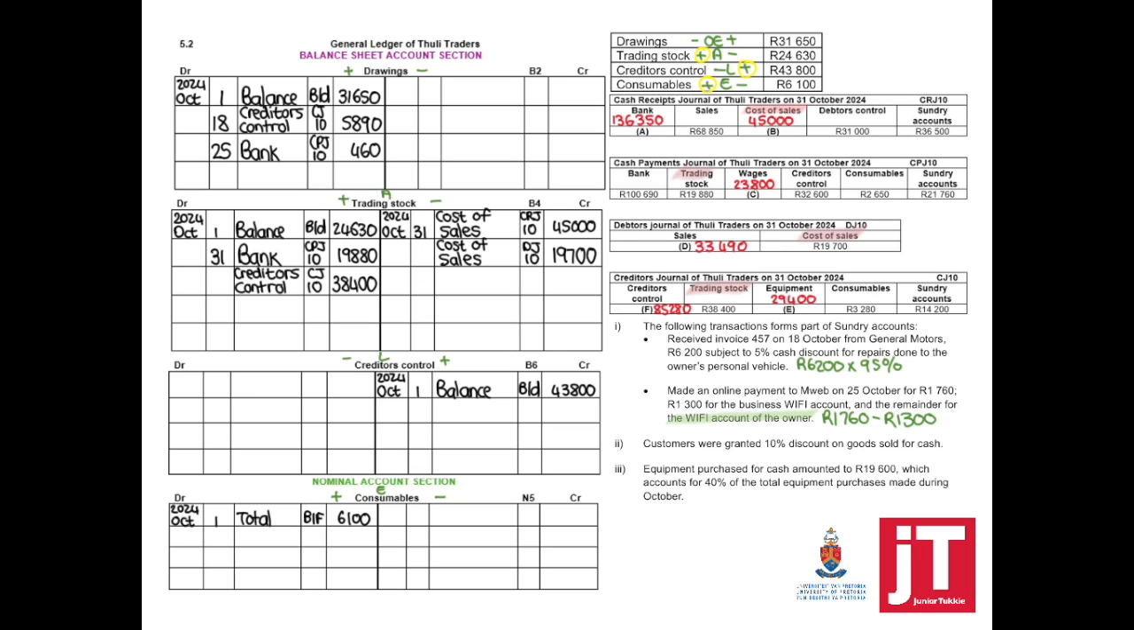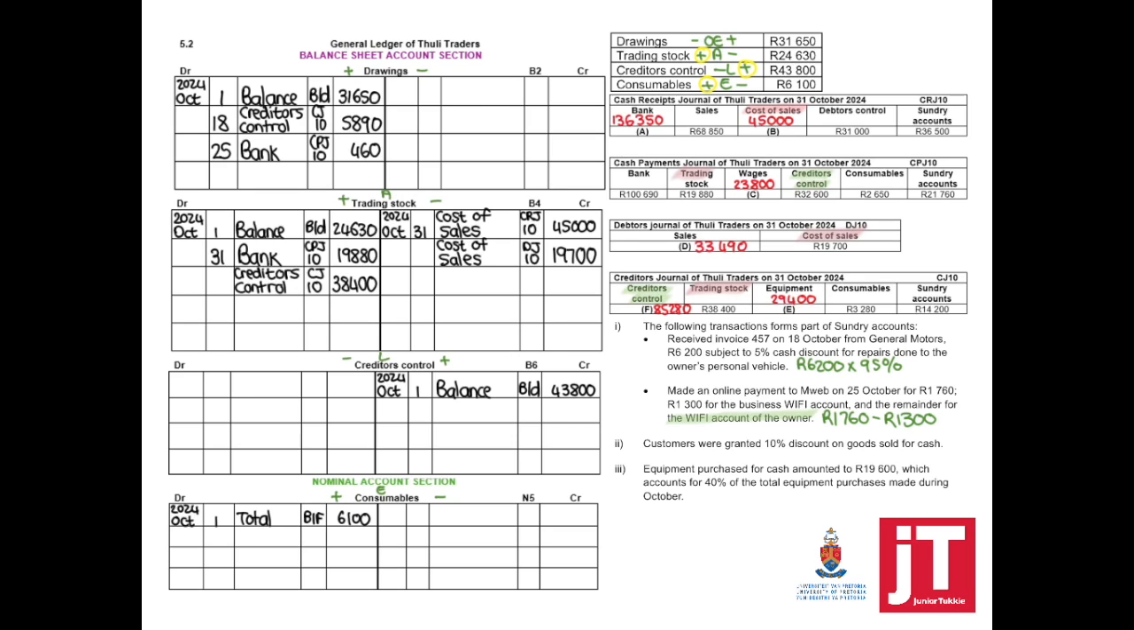Then they've asked you to post to the creditors control account. So creditors control account from the cash payment journal. So what's the purpose of the cash payment journal? Payments made. So we've made payments to our creditors, which means we owe them less money. Our debt will decrease. And then secondly, from the cash payment journal, bank is always credited, the rest is debited.